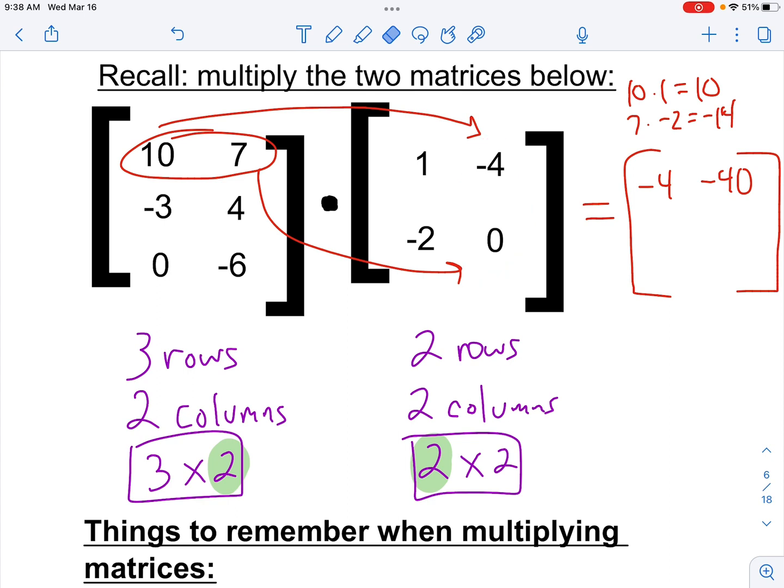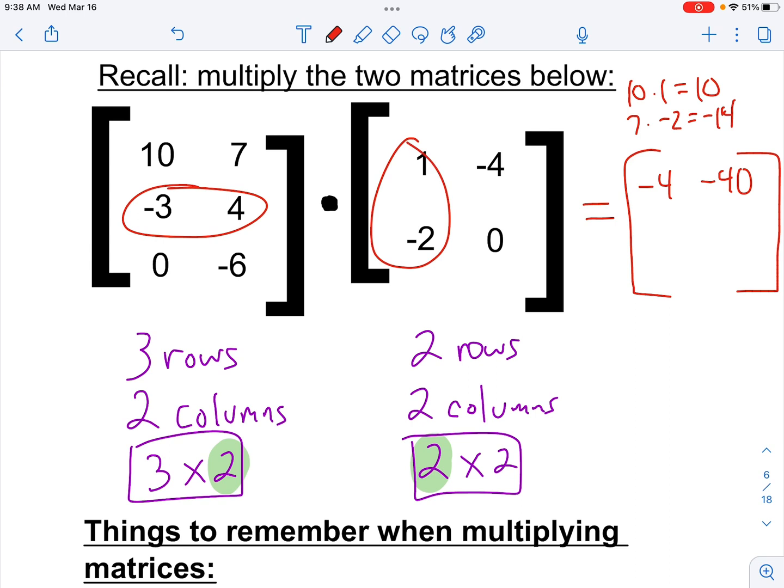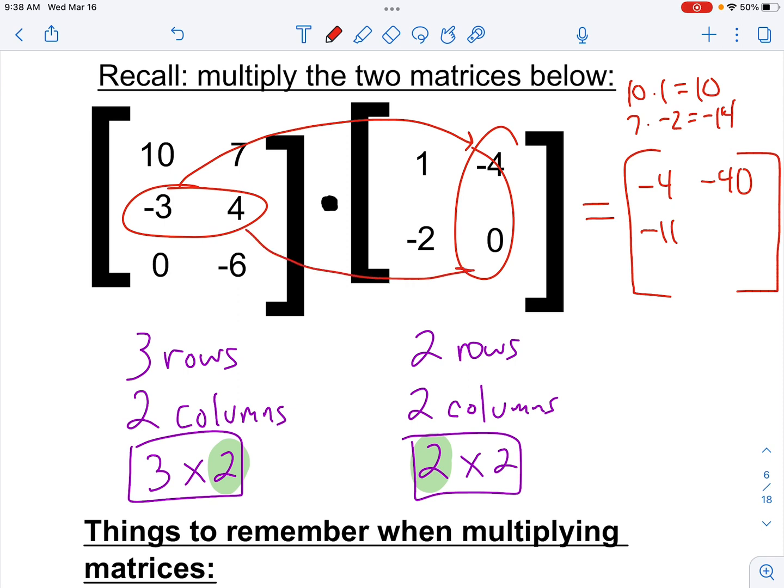Now you could probably guess what we're going to do next. Now we're going to do middle row times first column. We're going to do these two numbers. Negative 3 times 1 is negative 3. 4 times negative 2 is negative 8. Negative 3 plus negative 8 is negative 11. Then we do middle row times second column. Negative 3 times negative 4 is positive 12. 4 times 0 is 0. So add them together, you get 12.